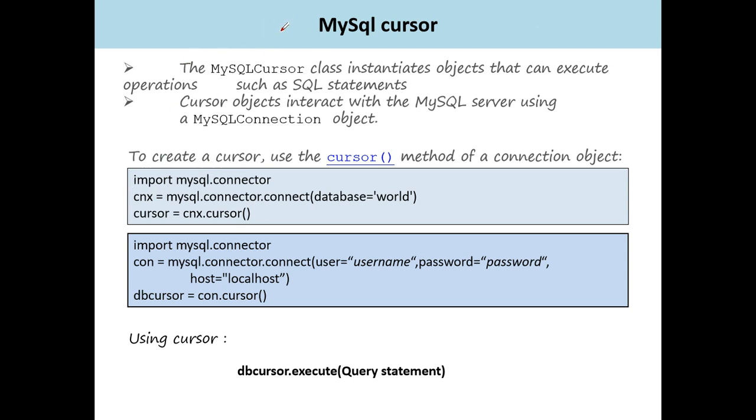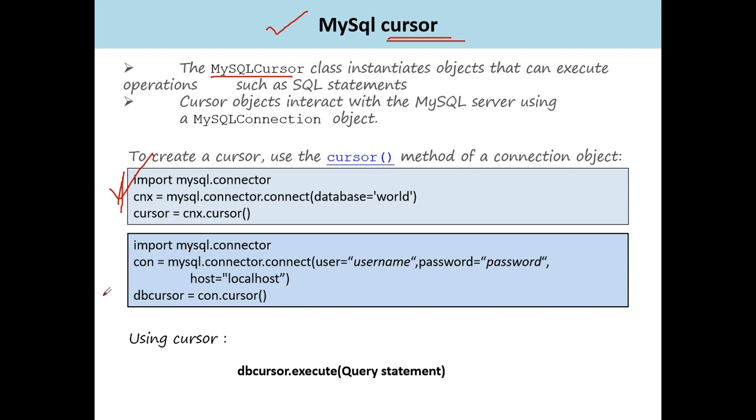Next, the important fact is you have to create a MySQL cursor. A cursor is an object in Python, provided by MySQL itself. They are providing this object to deal with their database. So you have to create a MySQL cursor object. And this is the way you can create a MySQL cursor object.